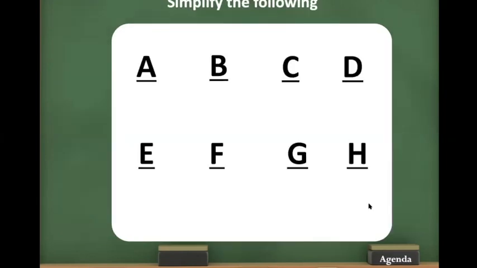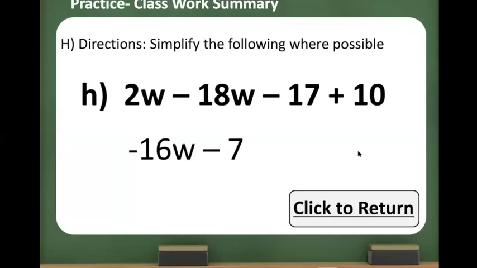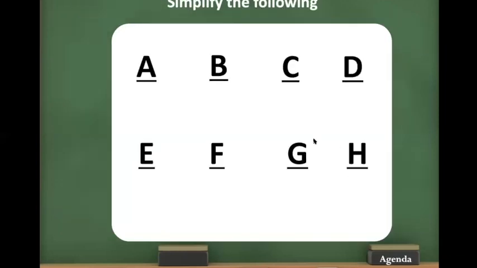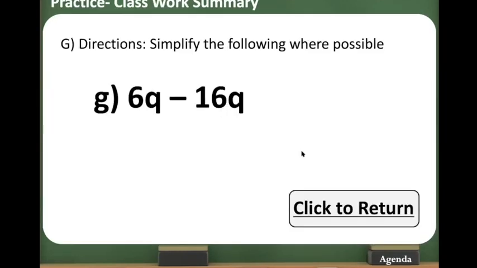Now, my last question for today. I hope some persons did very well in this game. Our last question for the day comes from H. Let's go to H. Oh, we did that. Did we do G? Sorry, let me see. Oh, G, we didn't do G. G was the one that we did not do. It says 6Q minus 16Q.